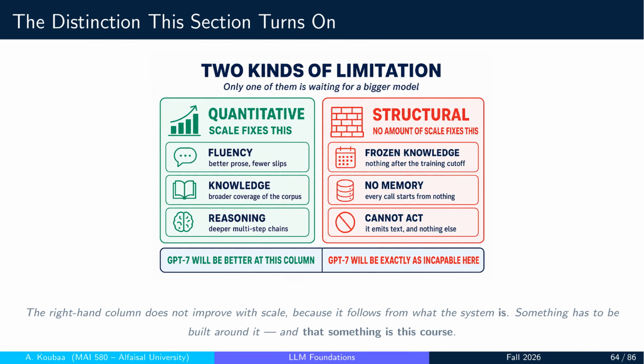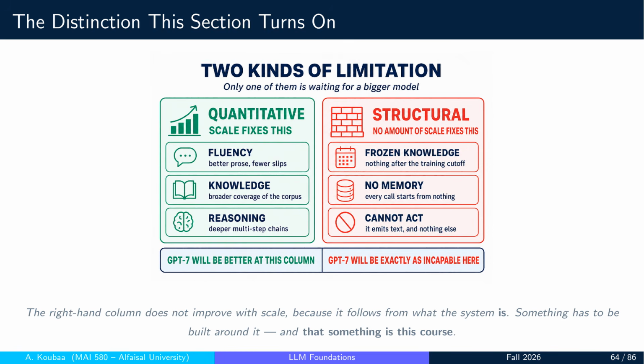On the left are problems that scale can fix. Give the model more parameters, more data, more training compute, and these get better. We saw exactly that in section 2 with a straight line on a log-log plot. On the right are problems that do not improve with scale.